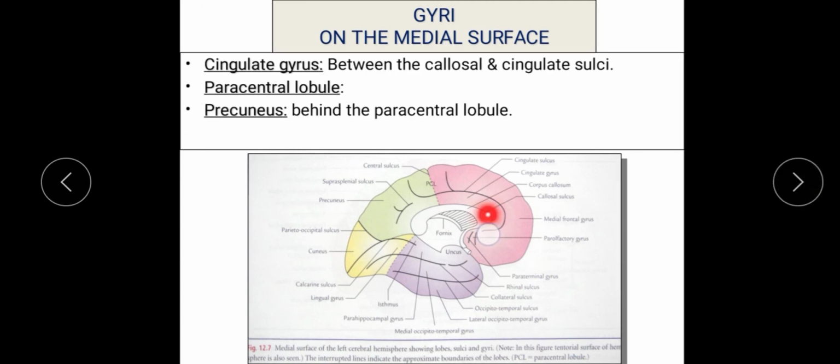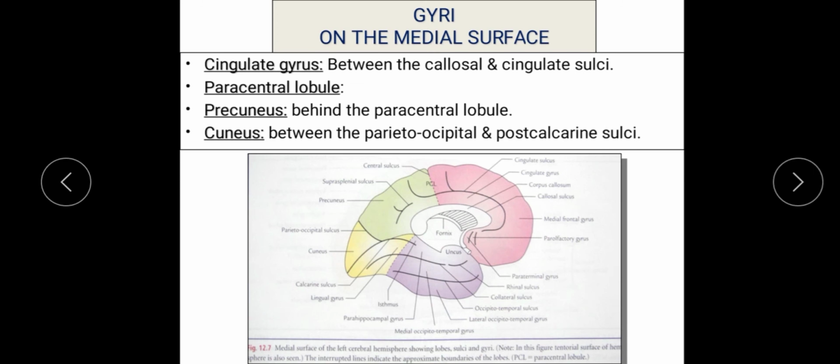Then the gyri on the medial surface. This one is the cingulate gyrus between callosal sulcus and the cingulate sulcus. Just above the corpus callosum, this gyrus is known as cingulate gyrus. Paracentral lobule, which is bounded above by the superomedial border, below by the cingulate sulcus and behind by the extension of the cingulate sulcus. Area behind the paracentral lobule is known as precuneus.